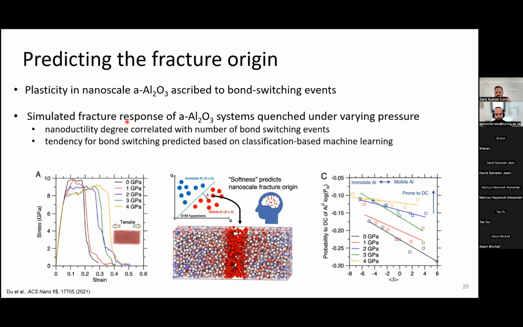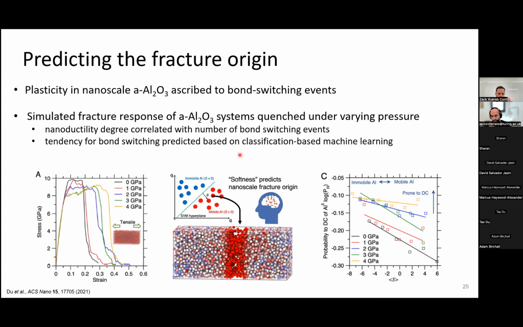So again, this is simulation work based on molecular dynamics simulations. With these alumina structures, we tried to densify them to different amounts with the simple idea that we apply pressure, put the atoms closer together, and they would more easily have these bond switching events going on, and that's also what we see. And then I'll come back to how we do that in a moment.